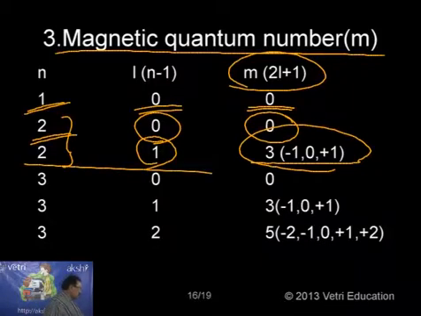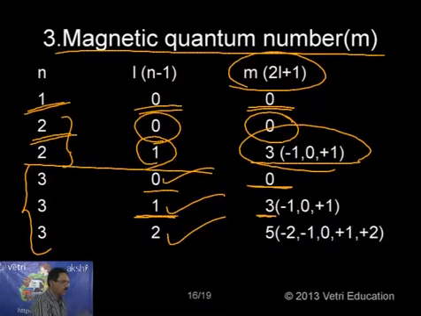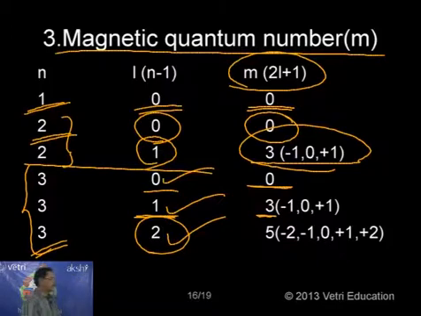The same way, if you take n equal to 3, there are 3 subshells: 0, 1 and 2. For subshell 0, there is only one magnetic quantum number, 0. For subshell 1, there are again 3 possibilities based on orientation: minus 1, 0, plus 1, that is px, py, pz. When l equals 2, the possibility is from minus 2 to plus 2, so there are 5 orientations. We have discussed these already in the case of d orbitals: dxy, dyz, dzx, dx square minus y square, and dz square.